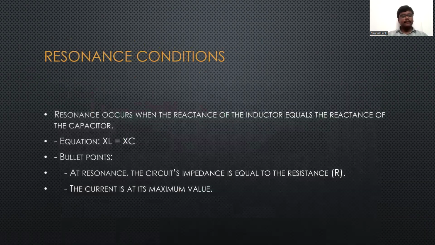Resonance conditions. Resonance occurs when the reactance of the inductor equals the reactance of the capacitor. That means XL equals XC. And the equation for resonance condition is XL equals XC, that is omega L equals 1 by omega C. Bullet points about resonance conditions are: at resonance, the circuit's impedance is equal to the resistance. The current is at its maximum value.